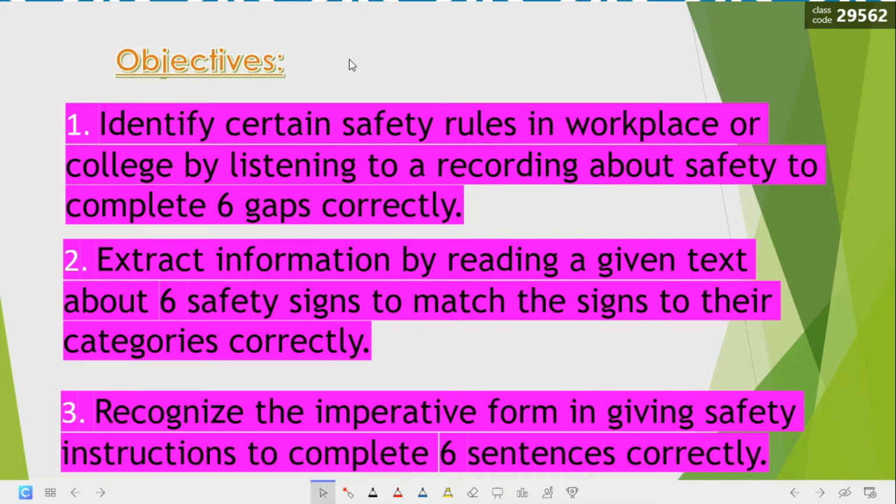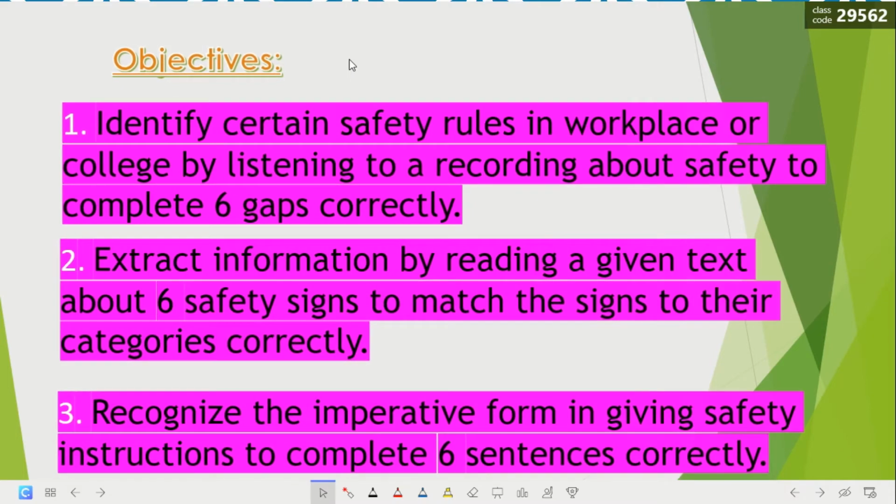The third objective is to recognize the imperative form in giving safety instructions to complete 6 sentences correctly.